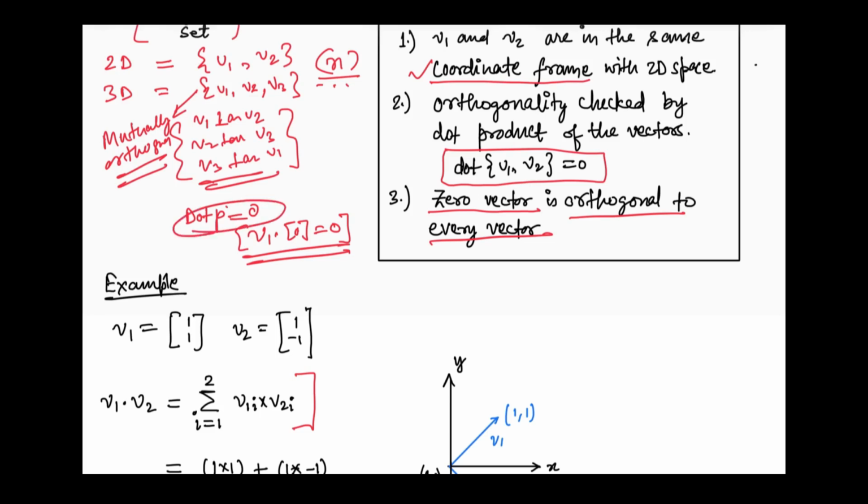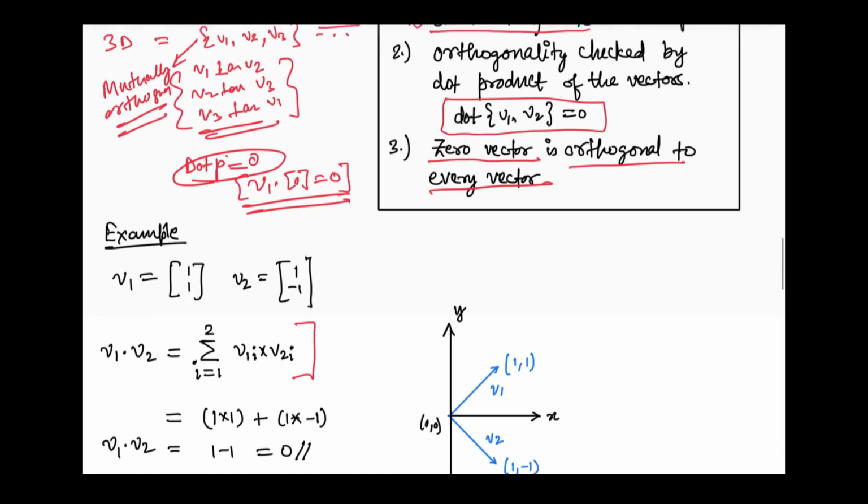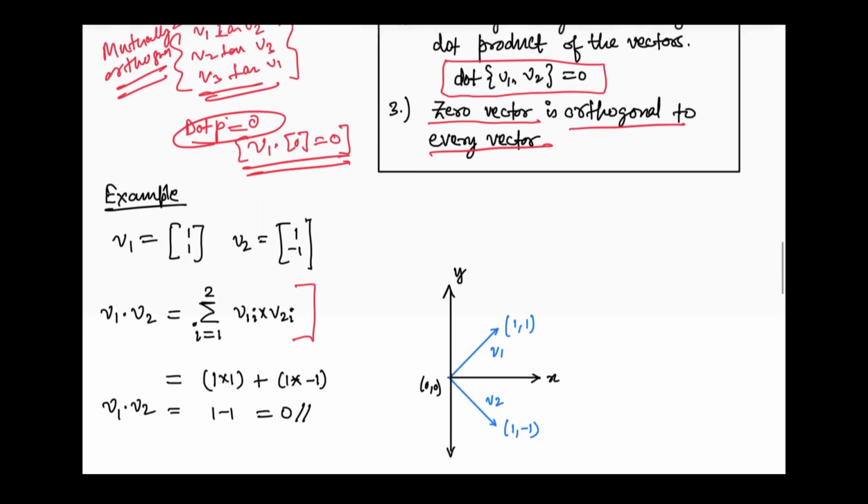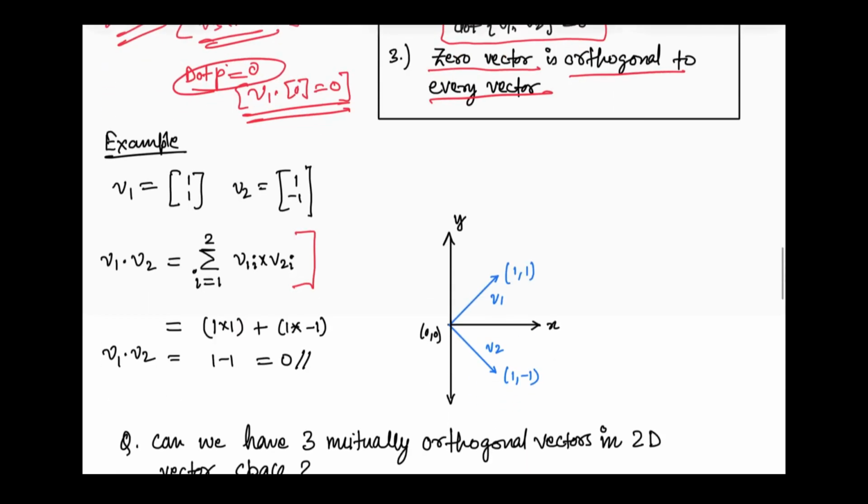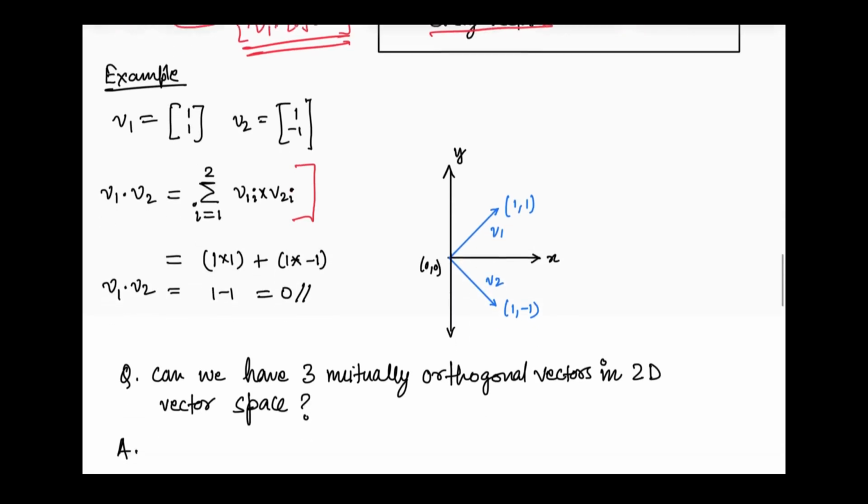So the dot product of any vector with the zero vector is always going to be zero. Therefore, it means that the zero vector is always going to be orthogonal to every vector. What it means is that the zero vector is always perpendicular to every vector within the same coordinate frame. So the zero vector should also be in the same coordinate frame.